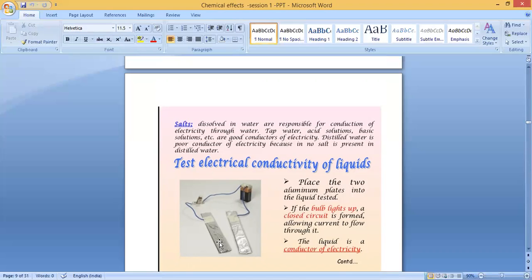If the bulb lights up, a closed circuit is formed. Suppose the bulb will glow. What is happening? The ions are moving through this cable and through the cell, and the circuit is complete, a closed circuit. That is the reason the bulb will glow. If the bulb lights up, a closed circuit is formed, allowing current to flow through it. The liquid is a conductor of electricity, whatever liquid you have taken, maybe tap water or acid solution or basic solution.